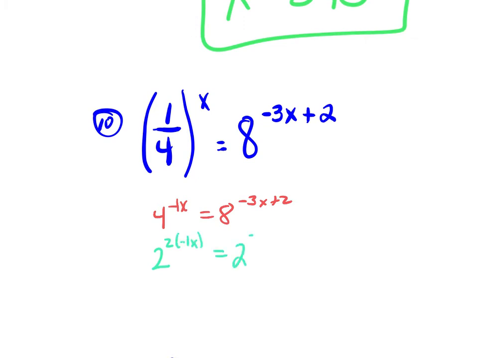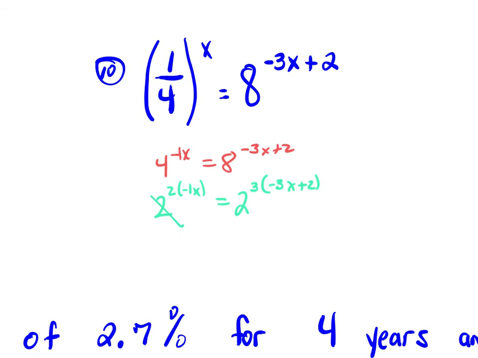And then I have 2 to the third power gives me 8, and then I multiply again by the exponent. Now that the bases are the same, 2 times negative 1x is negative 2x equals, distribute, negative 9x plus 6. I'm going to add 9x to both sides.